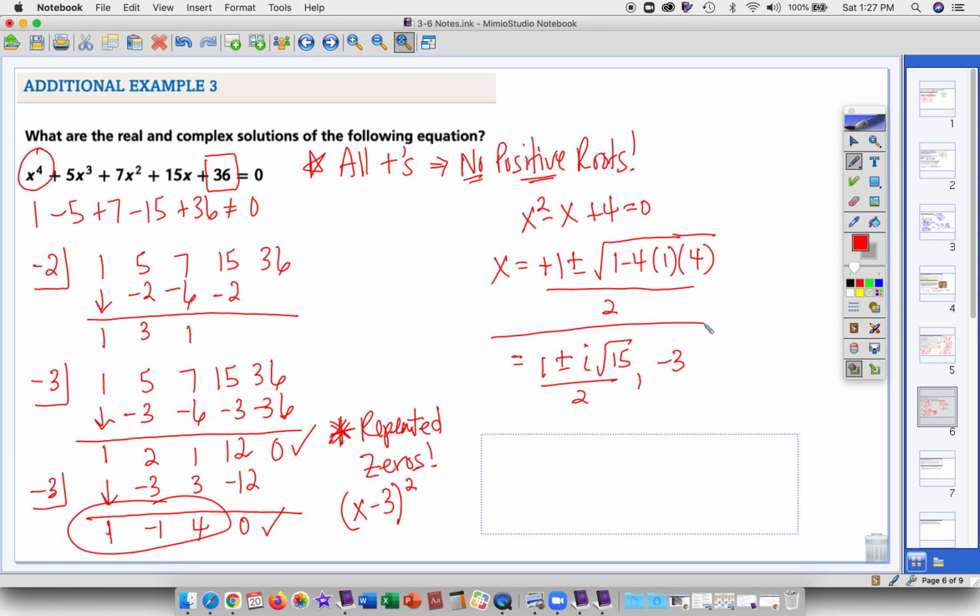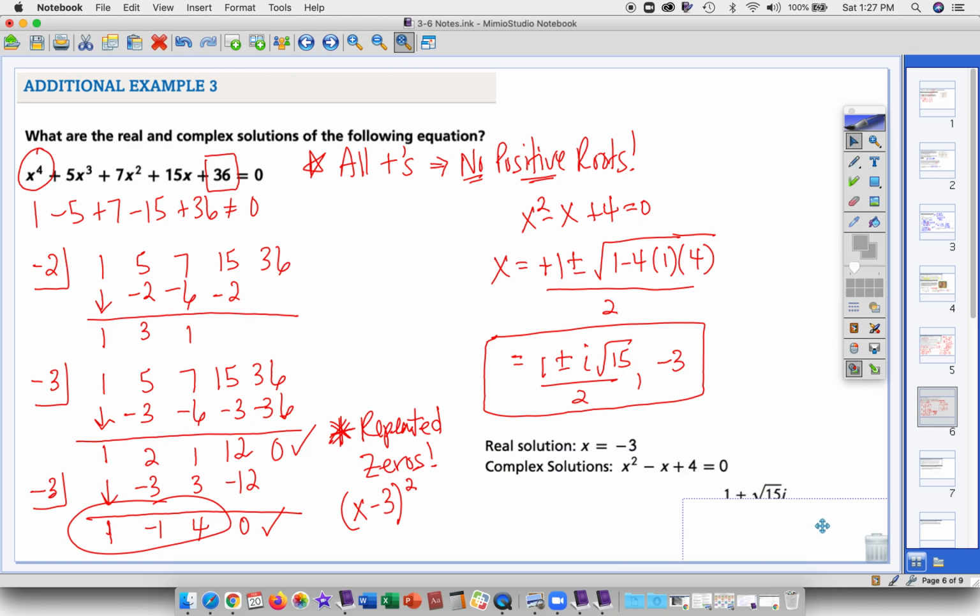And we don't write it twice, even though it's a repeated 0. We still just write it once. Okay, let me check that against my key here. There we go.